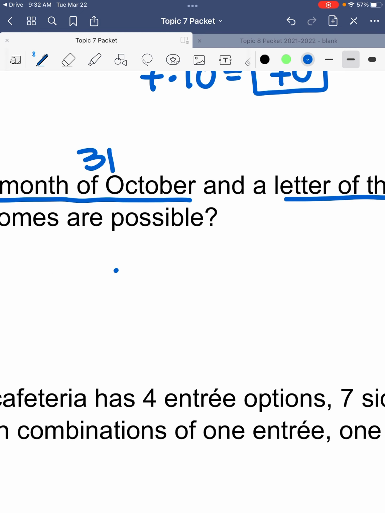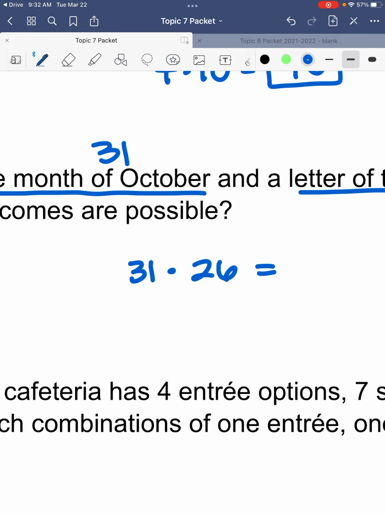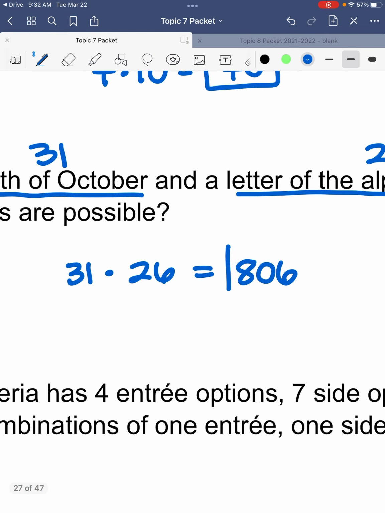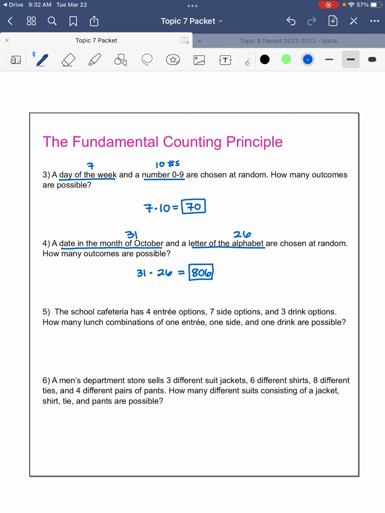So I'm going to multiply 31 times 26. And I don't know that off the top of my head, but I can use my calculator. So 31 times 26 is 806. There are 806 total outcomes. Okay, let's look at number 5. The school cafeteria has 4 entree options, 7 side options, and 3 drink options. How many lunch combinations of 1 entree, 1 side, and 1 drink are possible?